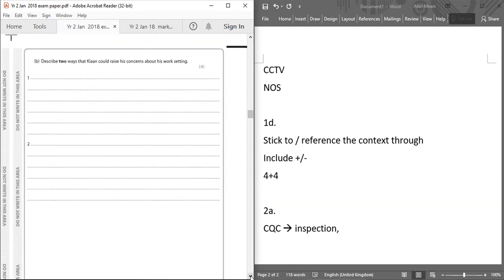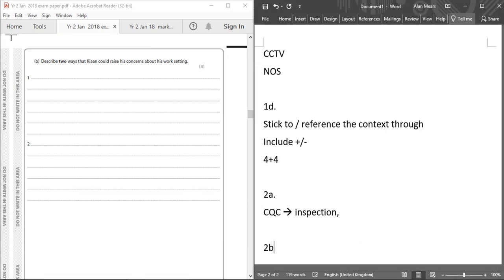So question 2B. We're almost sticking with that concerns theme. The social worker is concerned. The staff have shouted at a resident. How could he raise his concerns about his work setting? Now, again, if you had a concern within your setting, you might speak to a line manager. The person who's above you, you're raising that concern. You could speak to the trust that runs the setting. It could be the NHS. It could be the CQC that he reports this to. He could use the complaints process.